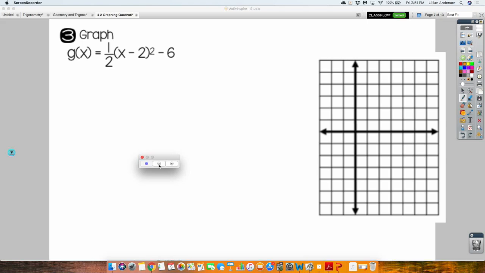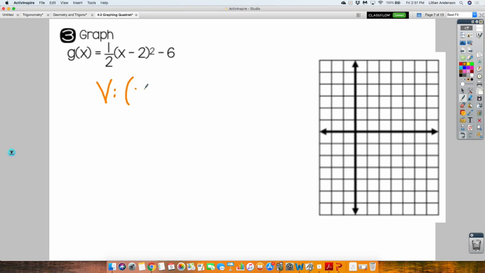Okay, so as we look at number 3, we can see the vertex is going to be 2, -6, because remember, it's the opposite of the inside. And so we're going to go ahead and plot that point, 2, -6. We're going to do this particular problem both ways. We're going to do it making the table, and then we're going to do it using the pattern, okay? So if we start by making the table, let's go ahead and create our X and Y chart.